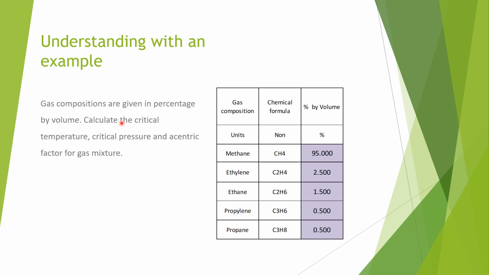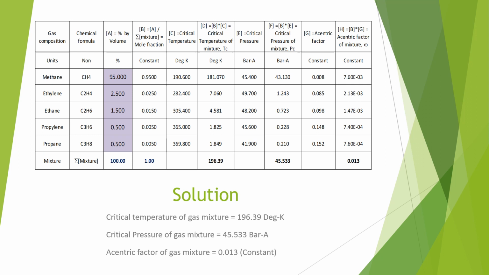Gas compositions are given in percentage of volume. Calculate the critical temperature, critical pressure and eccentric factor for the gas mixture. So these are given: methane, ethylene, ethane, propylene, propane. Now column A is the gas composition and the summation is 100%. B is A divided by the total of the gas mixture. This will give the mole fraction.